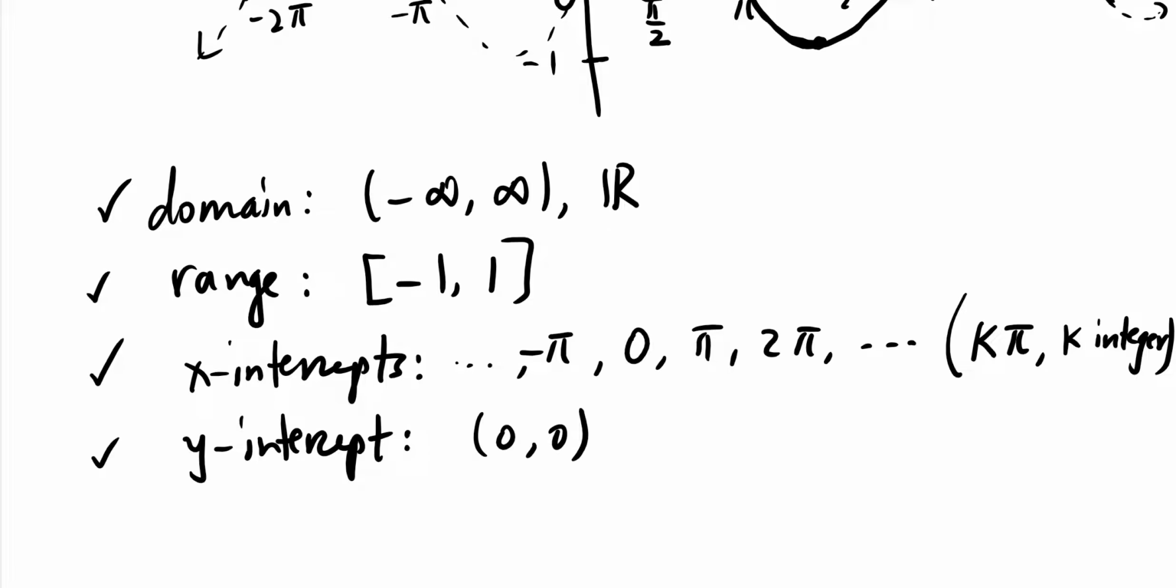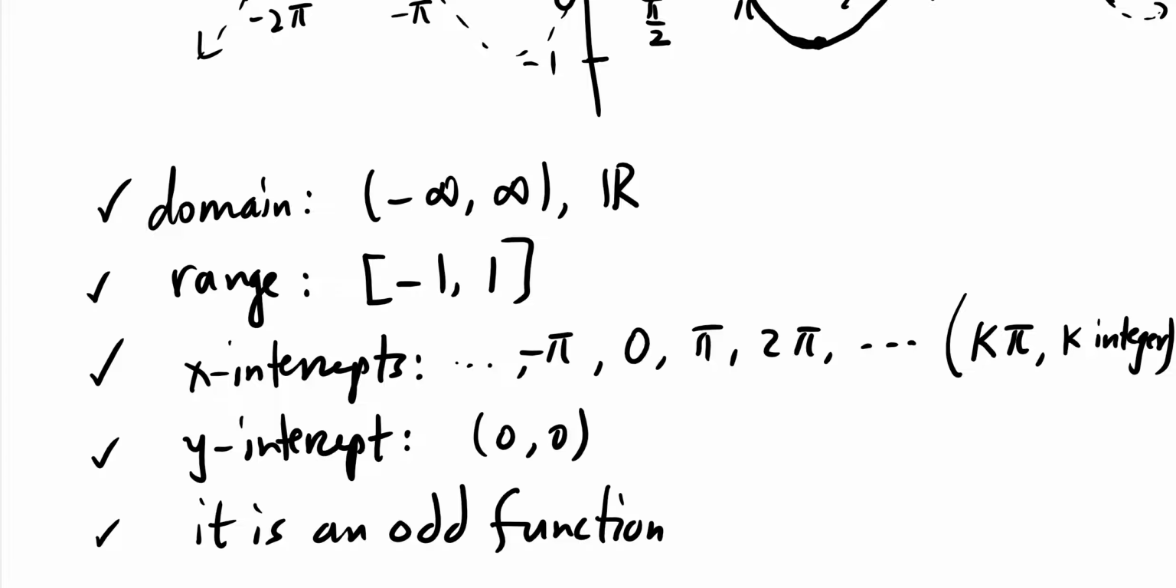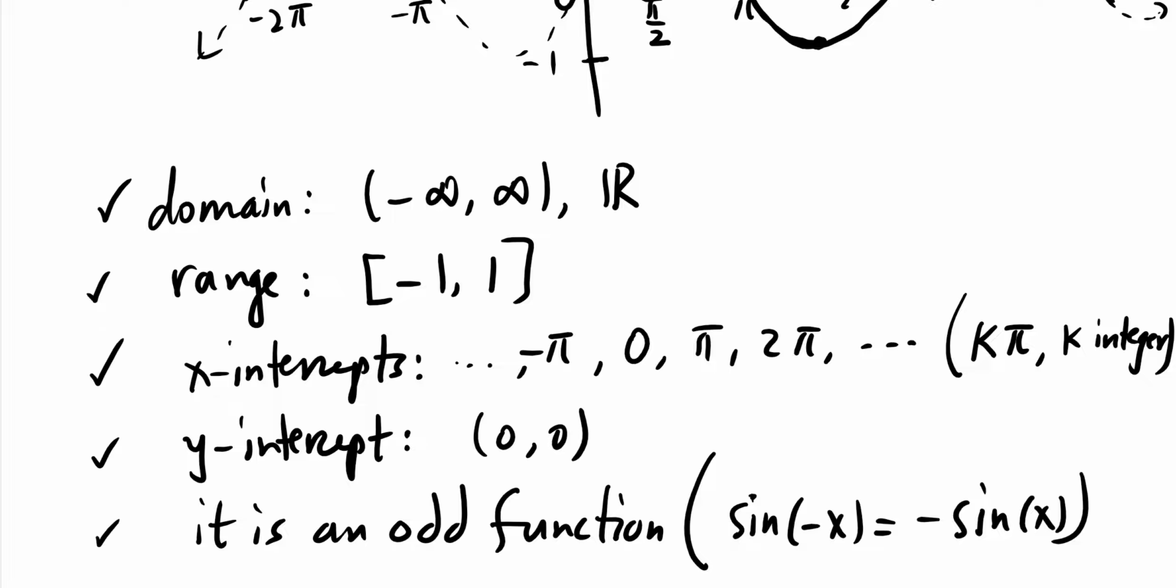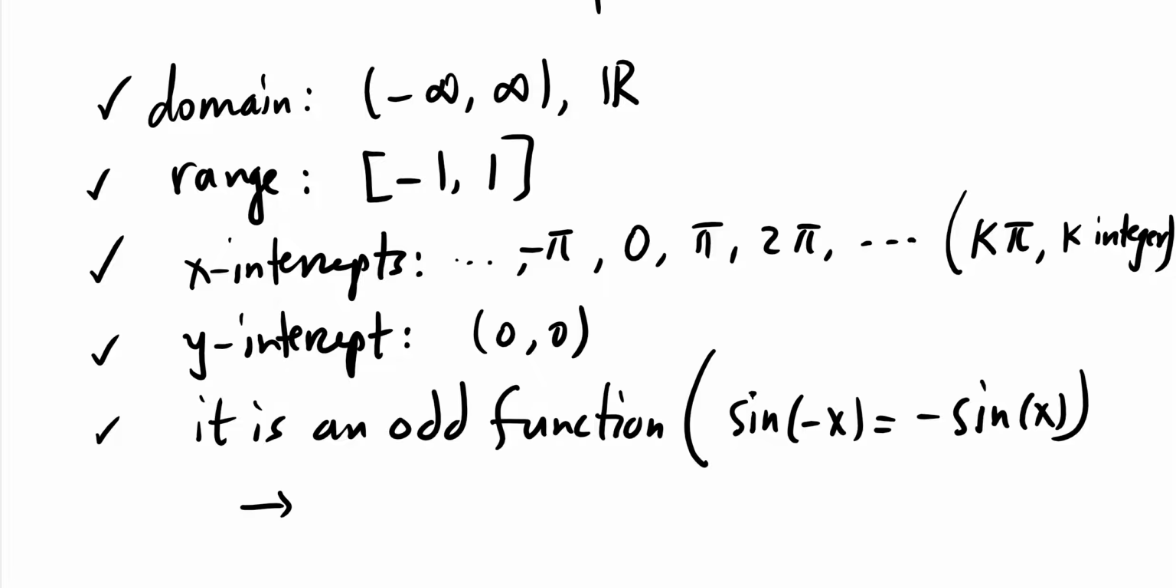Also notice something: this function is an odd function. Odd function means sine of negative x is negative sine of x. If you remember, we called them even and odd functions in previous sections. And hence it's symmetric about the origin.